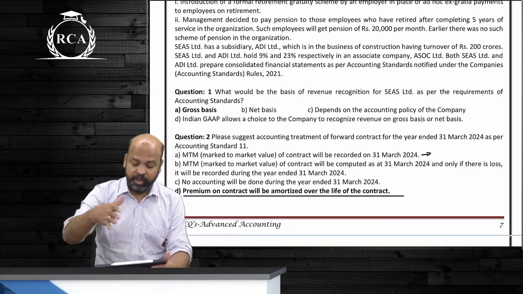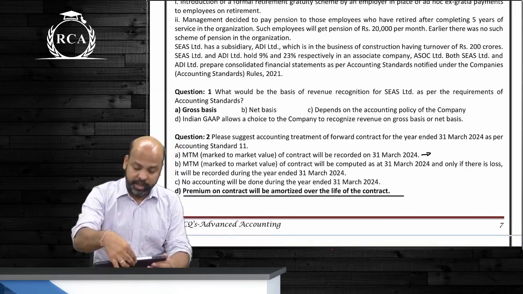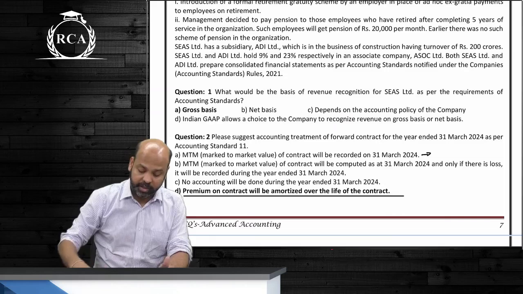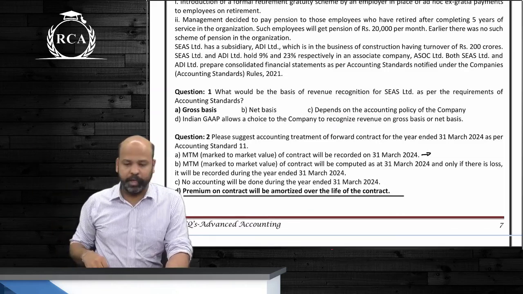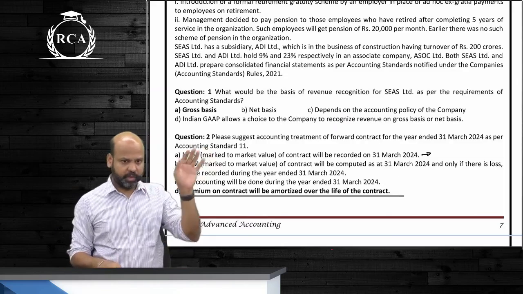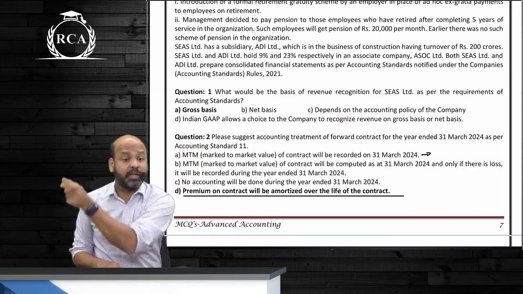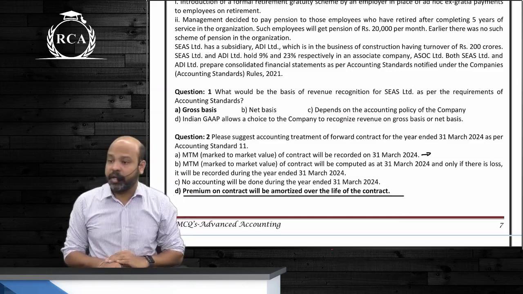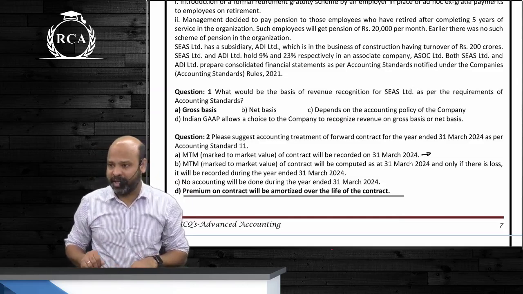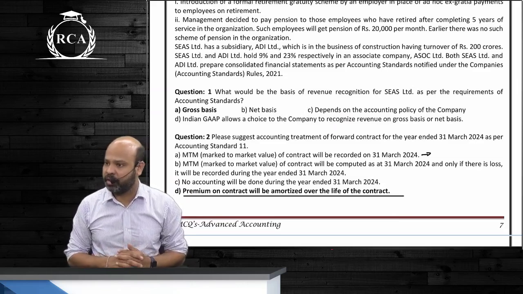So we have a subsidiary ADI guys. That ADI beta has how much investment in associate? 23%. How much are we directly holding? 9%. Forget us beta now. Consider only ADI and associate. Does ADI have a 23% in associate? Is ADI supposed to follow equity method as prescribed under accounting standard 23?